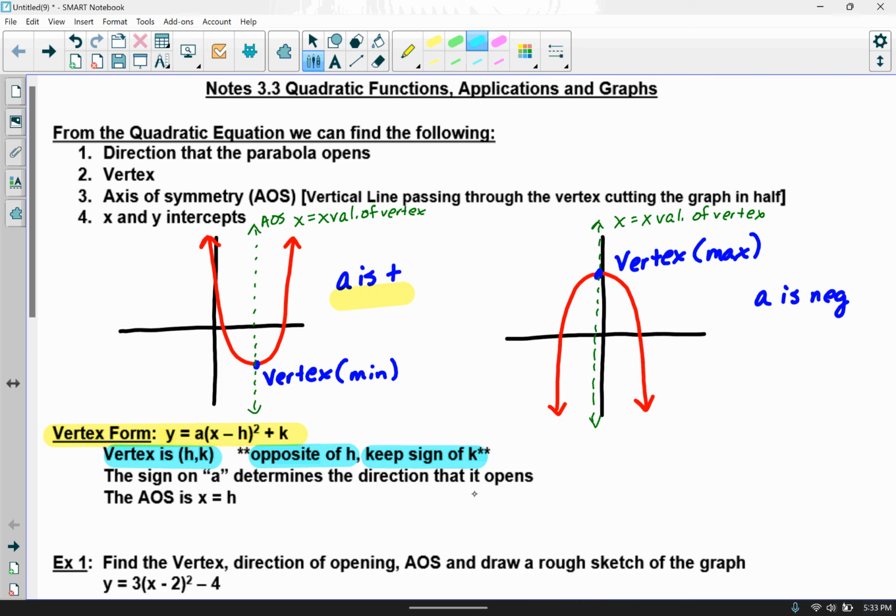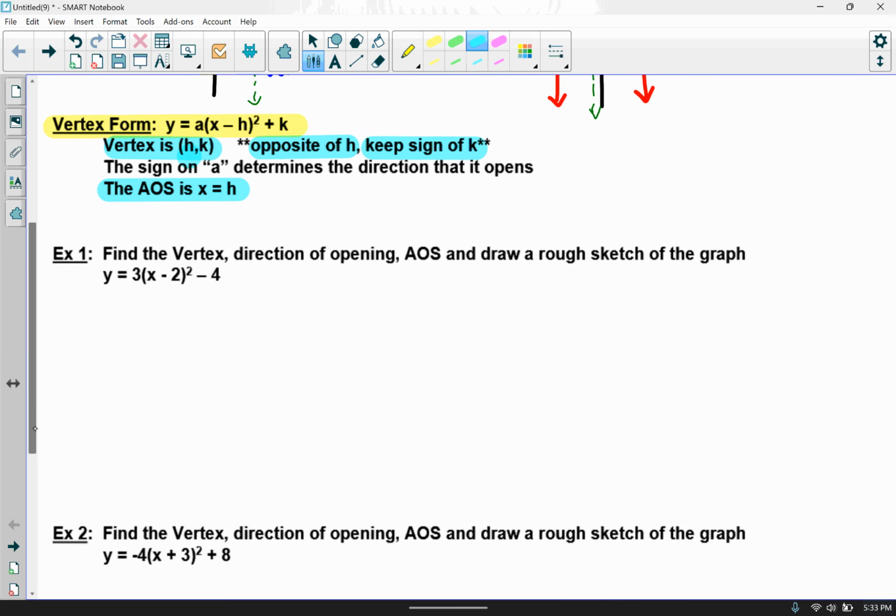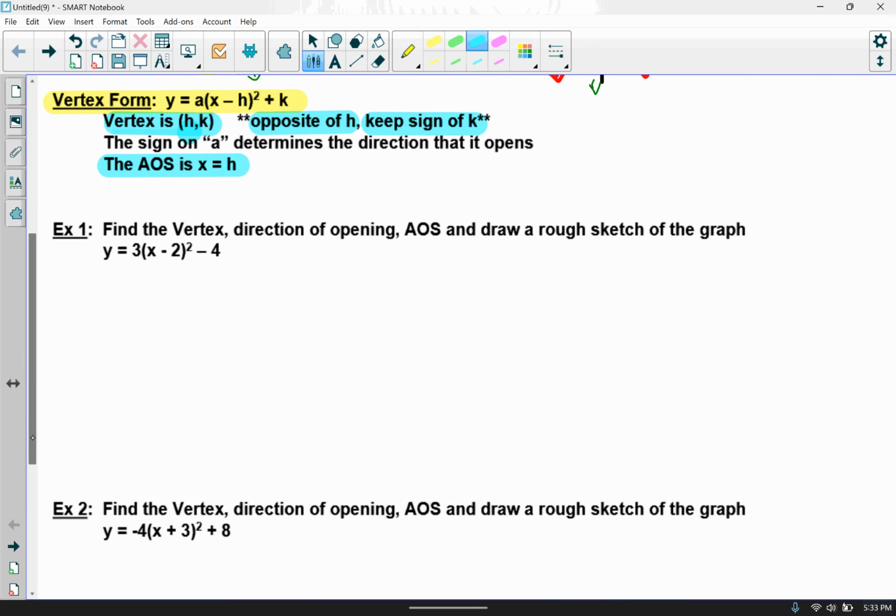The sign on a determines which way it opens. I've already talked about that. And your axis of symmetry is going to be x equals h. If you think about it, h is the x value of the vertex. All right, so I'm going to do example 1 with you, and then let you try example 2 on your own. Check yourself by the solution key. It wants us to find the vertex, which way it opens, the axis of symmetry, and then we'll just draw a rough sketch.